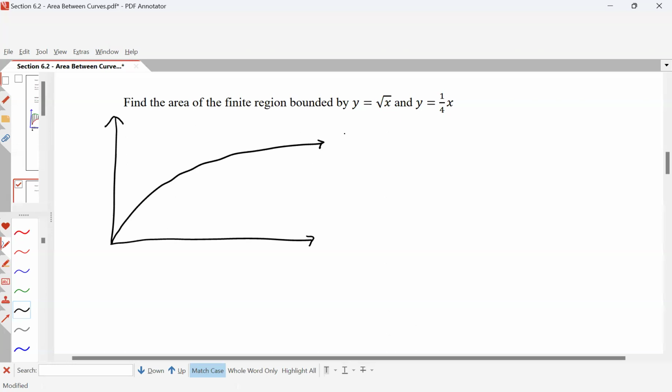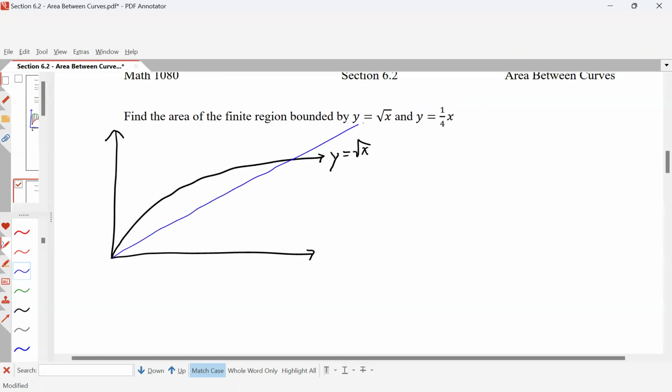looks like this. So here is y equals the square root of x, and our linear function, y equals 1/4 x, is a line going like so. So y equals 1/4 x. So we want to find this area.